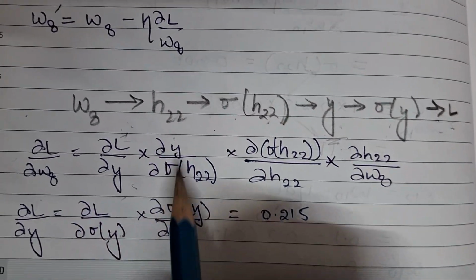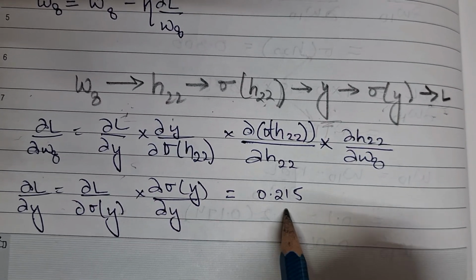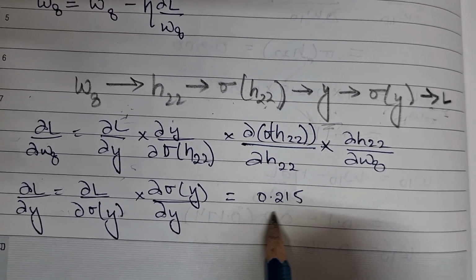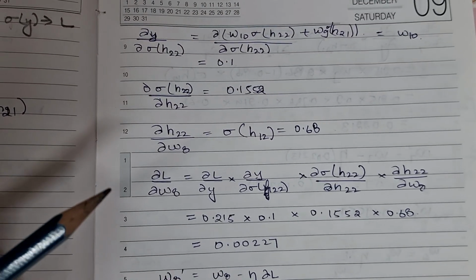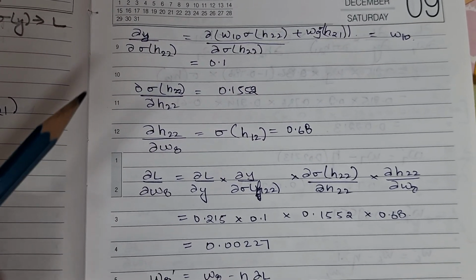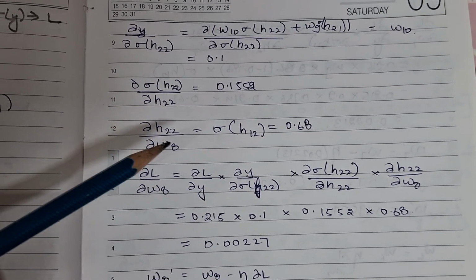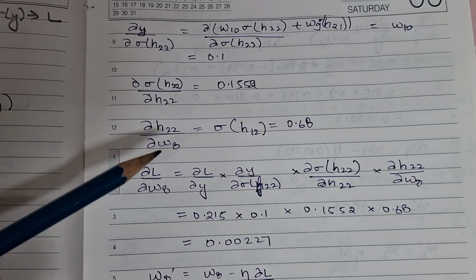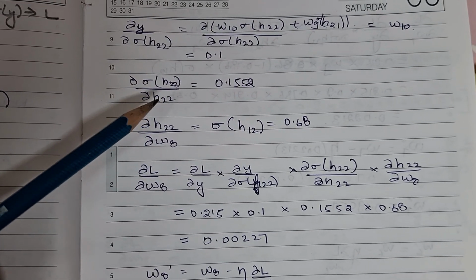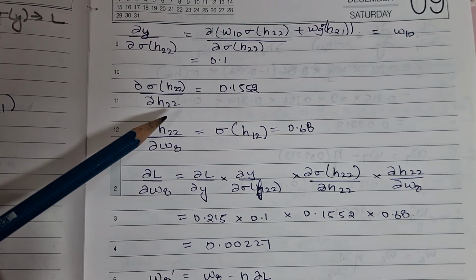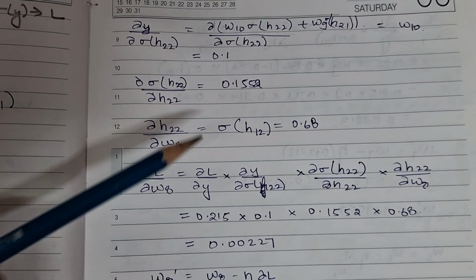Here we have, after calculating everything, our del L by del Y comes out to be 0.25. This is the same value that we can use for future uses as well. And here we have the rest of the calculations for del Y by del of sigma H22, del sigma H22 by del of H22, and del H22 by del of omega 8. This was calculated again using the formula sigma H22 multiplied by 1 minus sigma H22.